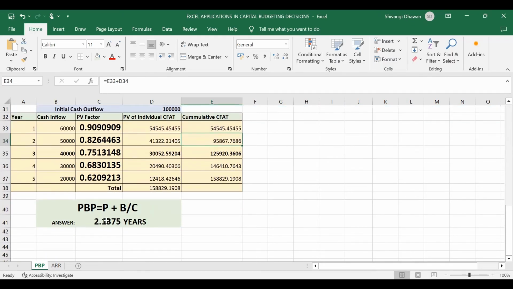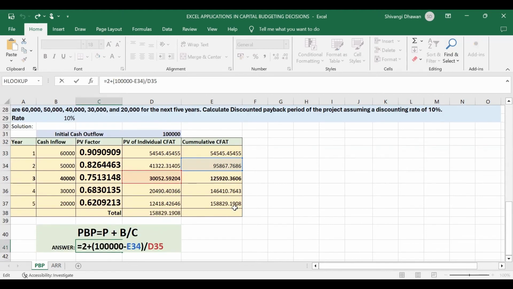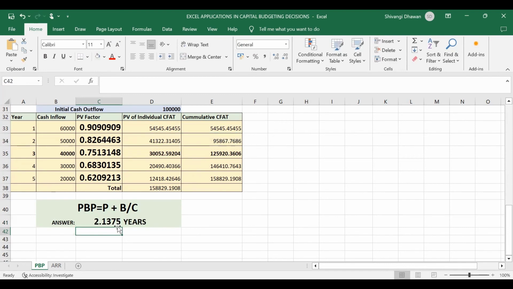So P is 2. So basically, if you see here, this is how it is calculated. So P is 2 plus B is the balance amount which is left to be recovered in the third year. That is, 1 lakh was an initial investment minus 95,867 rupees, and we will get our balance amount divided by the annual CFAT that is there in the year in which we will be recovering the final amount of our investment. So it's the third year where we will be recovering it. So we have given the cell referencing of third year of the CFAT, and enter, and you will get 2.1375 years.